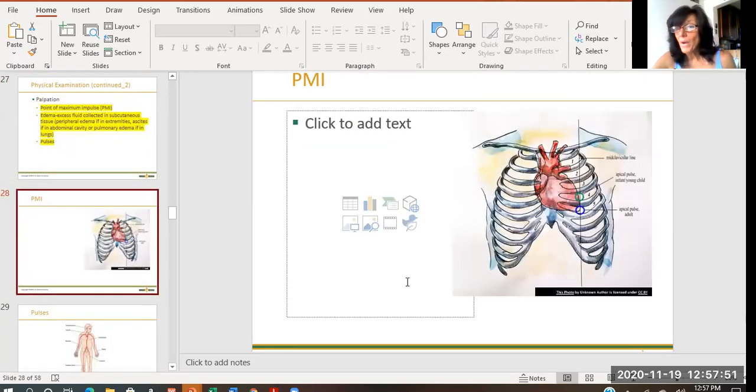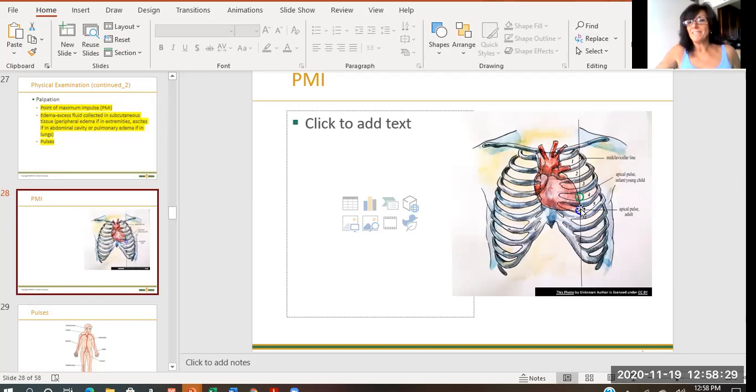And we'll talk more about this. This picture represents the point of maximum impulse. When we talk about the apex of the heart, remember, the apex of the heart is the pointiest part of the heart, believe it or not, right here. And that's the left ventricle, really, what you're listening to. So you're taking your stethoscope and you're going to the left midclavicular line, which is kind of in the middle of the left clavicle. And then you're counting the ribs and you're going down between the fifth and sixth intercostal spaces. So like 1, 2, 3, 4, 5, 6.